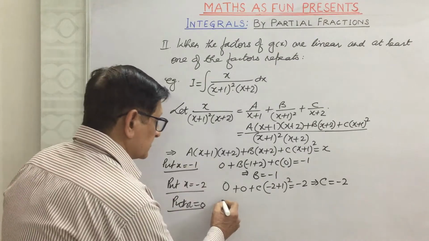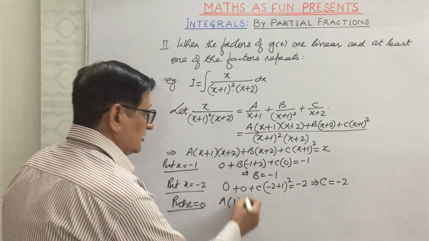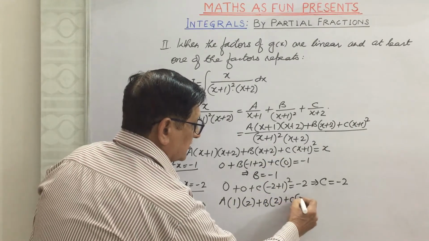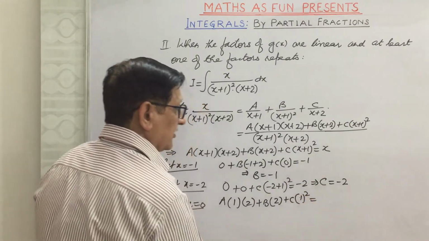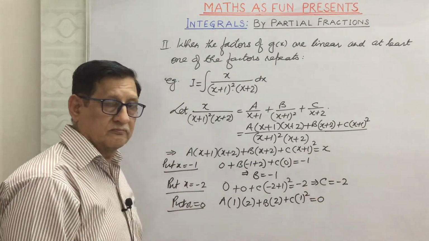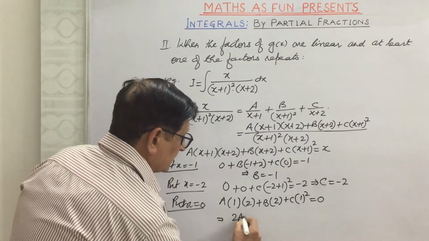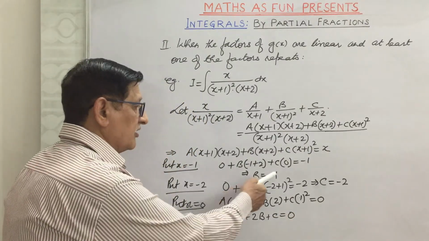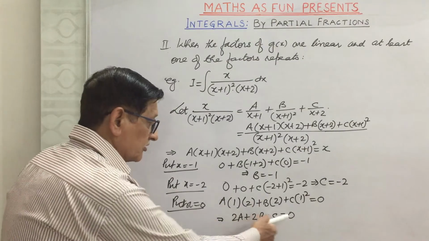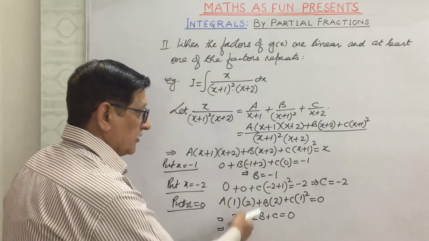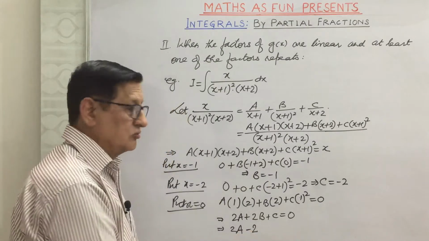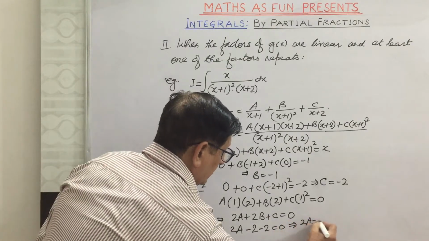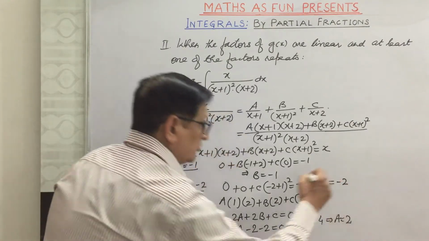We get here a into 0 plus 1 is 1, 0 plus 2 is 2, plus b into 0 plus 2 is 2, plus c into 0 plus 1 is 1, square of 1, and on that side it will be 0. When we simplify, we are getting 2a plus 2b plus c equal to 0. We have already obtained the values of b and c. We can substitute it here. So we are getting 2a, b is minus 1, it will be minus 2, c is minus 2 equal to 0. It means we are getting 2a equal to 4 or a equal to 2.